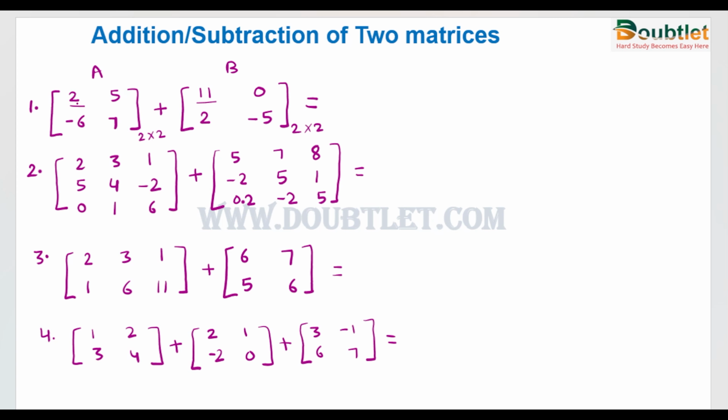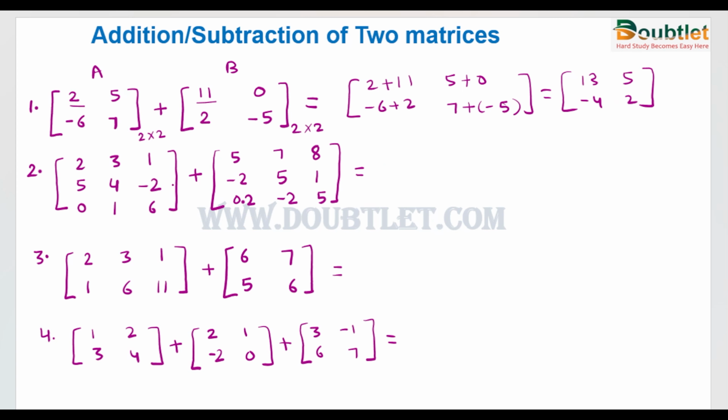So here A11 is 2 and B11 is 11, so we will add these two. We will add 2 plus 11, then 5 plus 0, then minus 6 plus 2, then 7 plus minus 5, which is minus 5 plus 7. And if we solve this, what we will get? We will get 13, 5, minus 4 and 2.